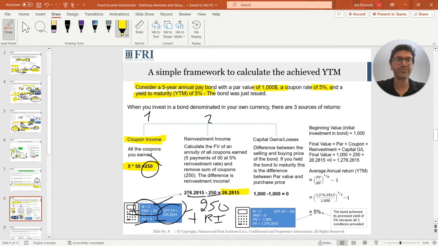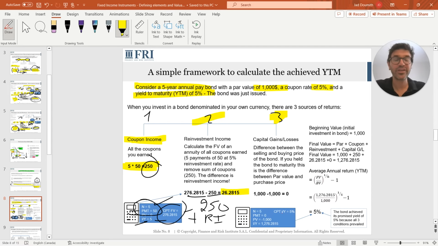And this is your second source of return, reinvestment income. One more time, the 276.28 is the future value, i.e. with reinvestment income, of the 5 payments of $50 coupons. It includes both. So all you need to do is to remove the $250 to isolate the reinvestment income of 26.2815. The last and third remaining source of return is any capital gain or loss.